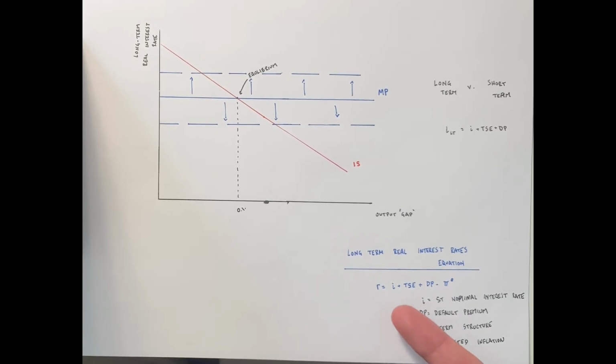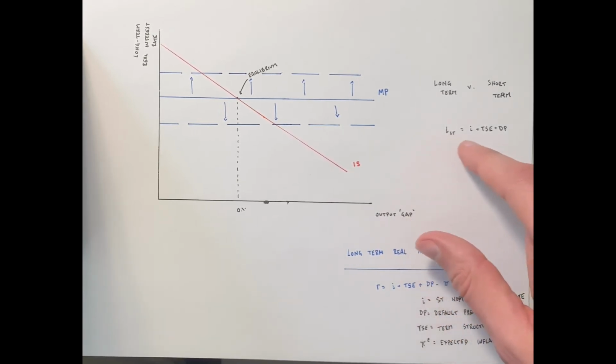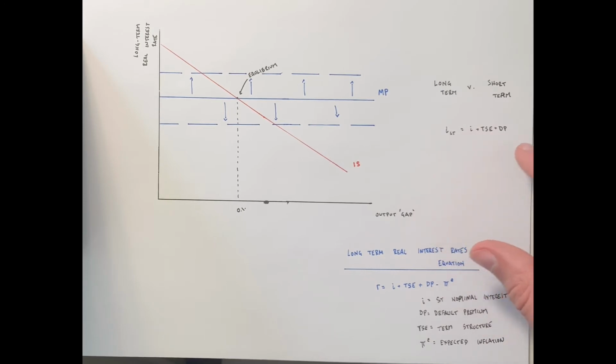Since we've talked a little bit about solving this equation, we also have to deal with TSE and DP. What do those mean? That comes in the difference between short-term and long-term nominal interest rates. The long-term interest rate is equal to the interest rate plus the term structure effect plus the default premium. And so the risk and the term structure have a huge effect and contribute to the long-term real interest rate of the market.